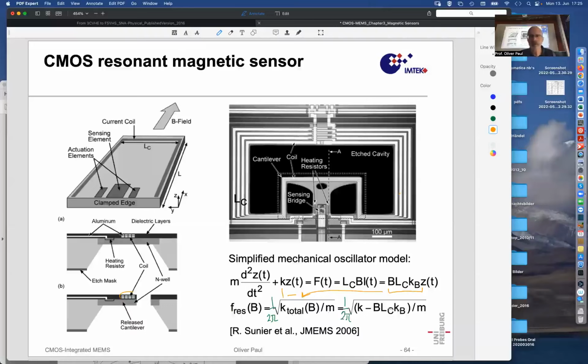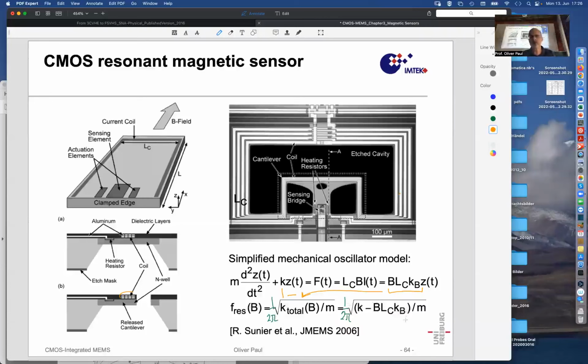And so this K total is K minus BLC KB. KB is just some system constant that translates the output here, the input deflection into a current that flows. I don't know, some little knob value that can maybe be set by some appropriate switches. Yeah, so now that you have this, the resonance frequency is a function of B. And it depends as the square root of K minus BLC KB.